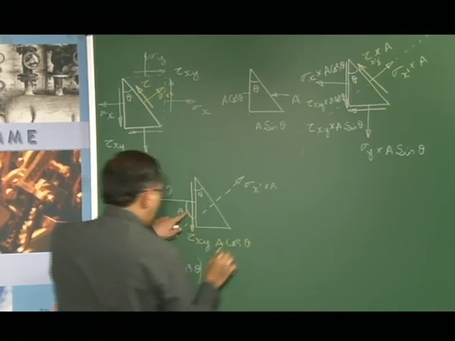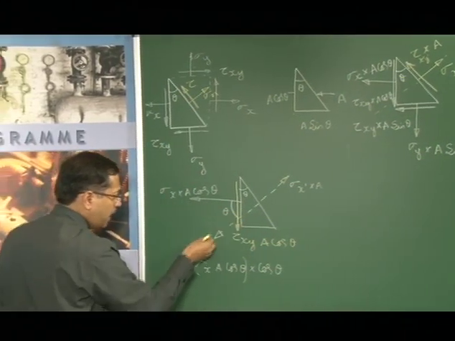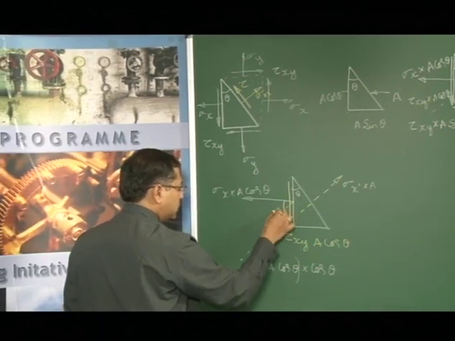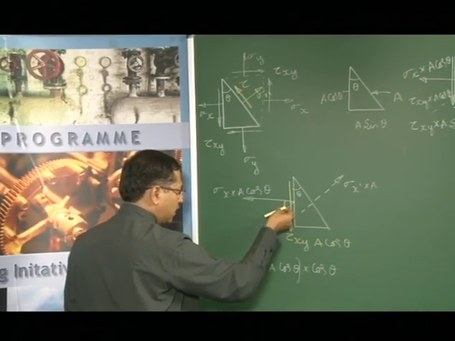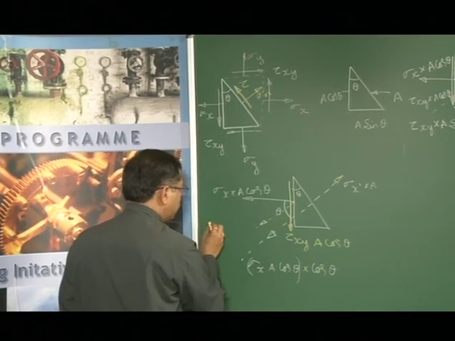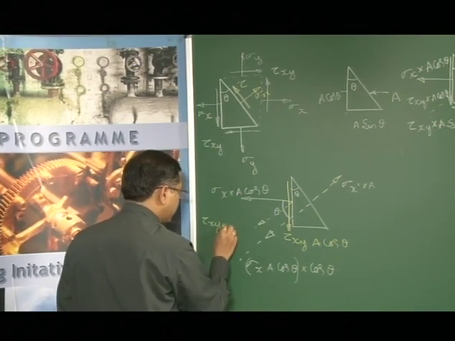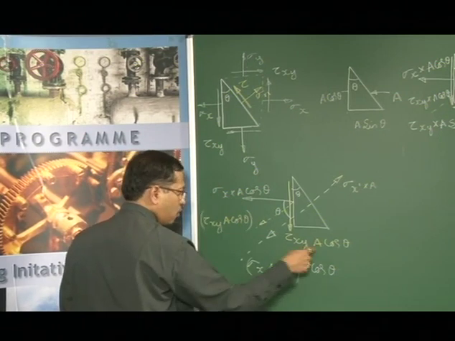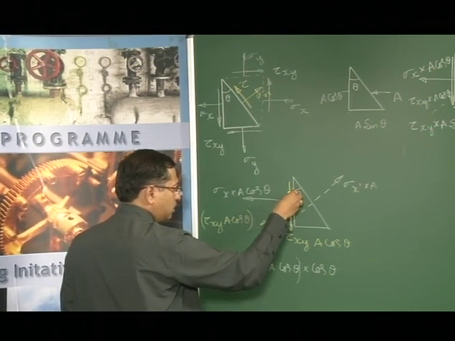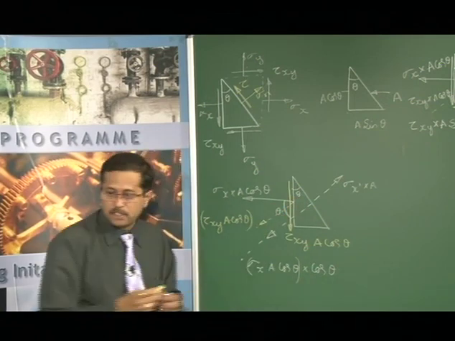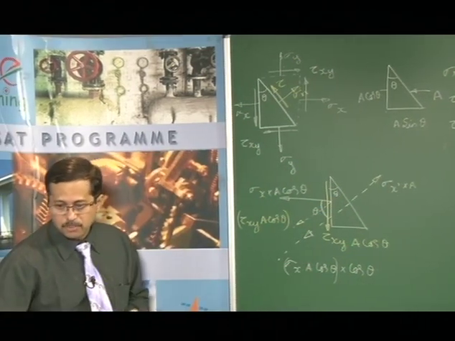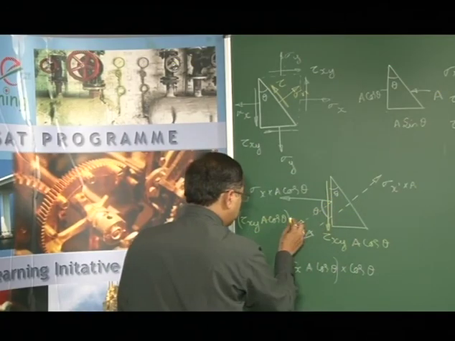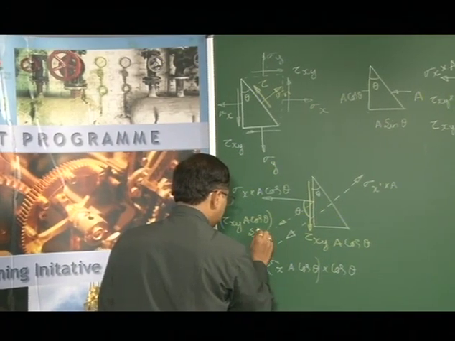So this has to be resolved along this plane. If I want to resolve it along this plane, this is the angle theta. So this force when I resolve it, I get it like this, which should be tau xy delta a cos theta. This is the force because of this. When I resolve this force along this, I get it to be sin theta, which is indicated here.